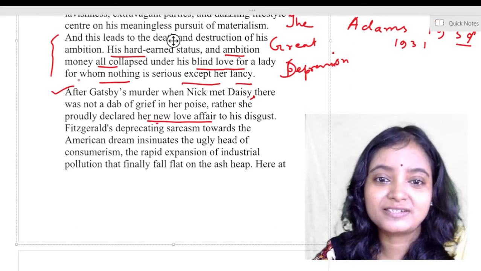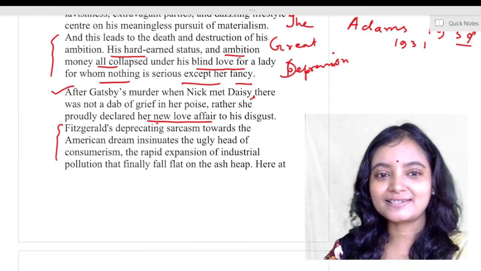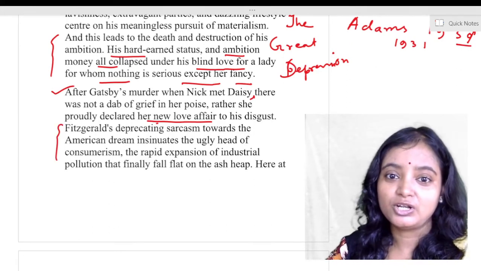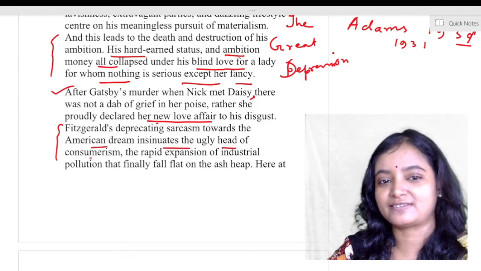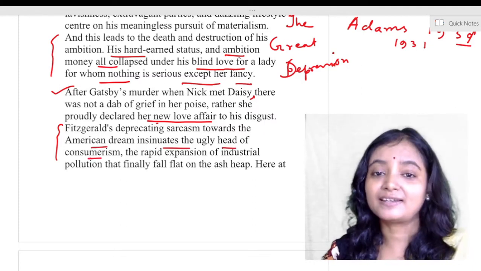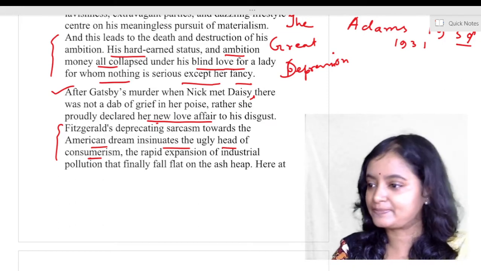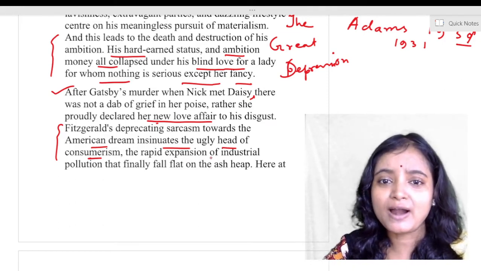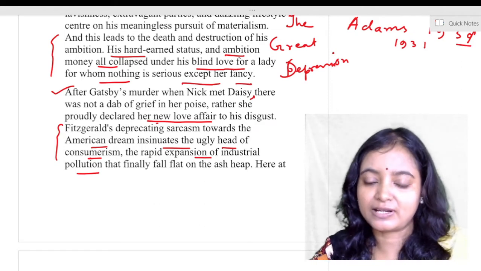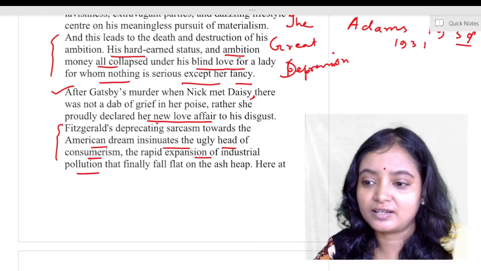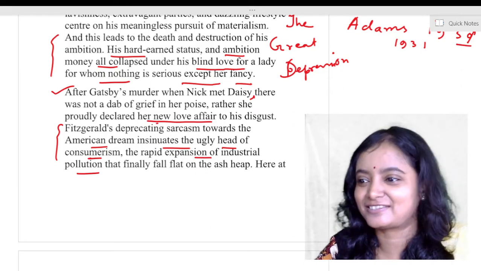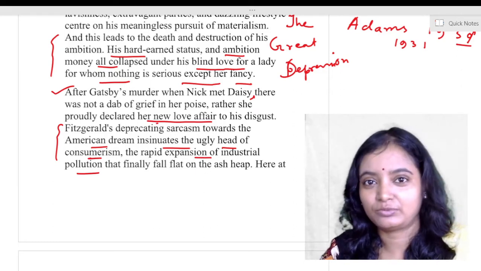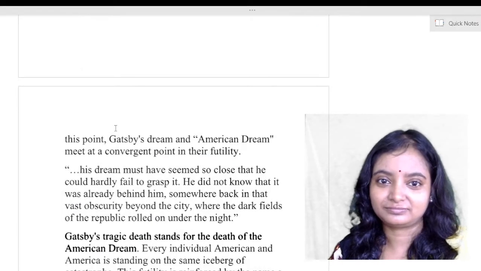So Fitzgerald's depressing sarcasm is totally a sarcastic attitude towards the American dream. It insinuates the ugly head of consumerism, the rapid expansion of industrial pollution. And what is happening? Consumerism, trade, industrial prosperity, but at the heart human beings are becoming shallow, narrow and nothing. Flimsy.